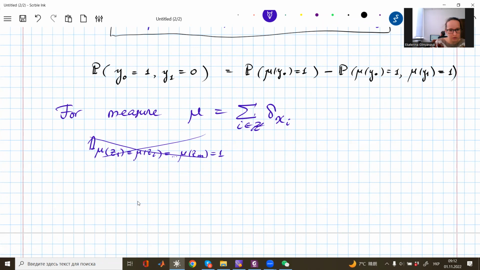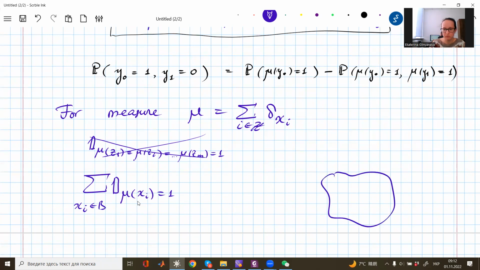So if I sum the indicator of the following form, that mu of x_i is equal to 1, and I sum over all x's in some subset B. So, okay, I have a line, and I count only those particles which are in subset B. So this is just my measure mu of B.